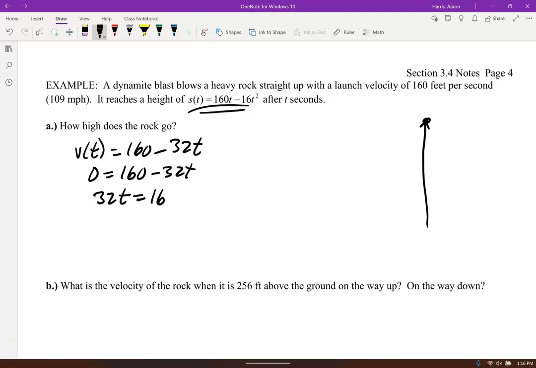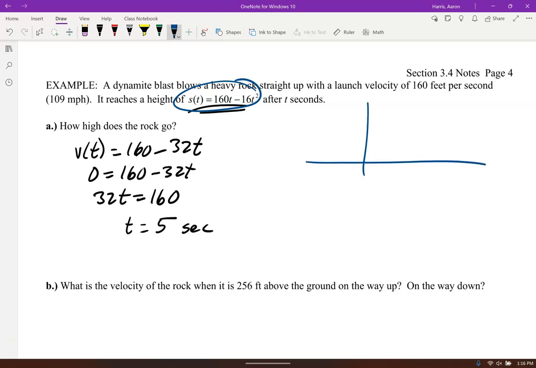Add 32t to both sides. At t being, what was that, 5? At 5 seconds. T being 5, right? In fact, if you were graphing this position function, here's our position function in blue. It's kind of like this, right? It's going to reach its max height after 5 seconds.